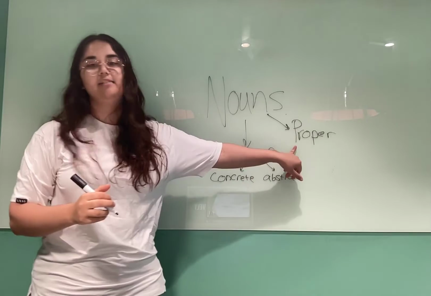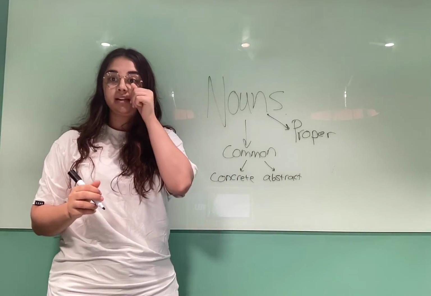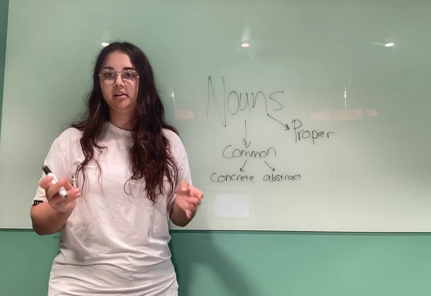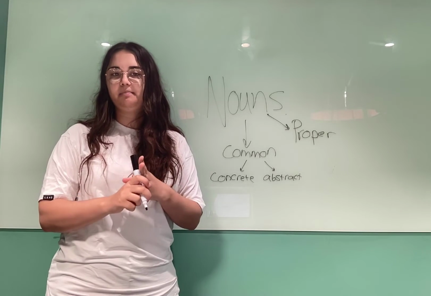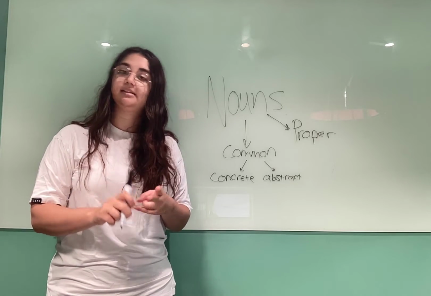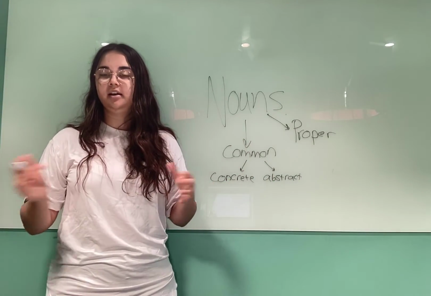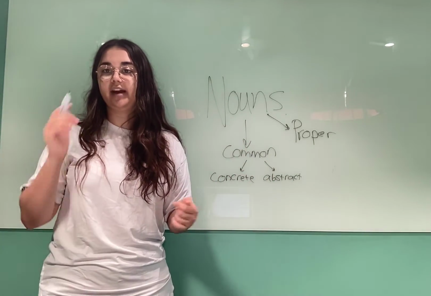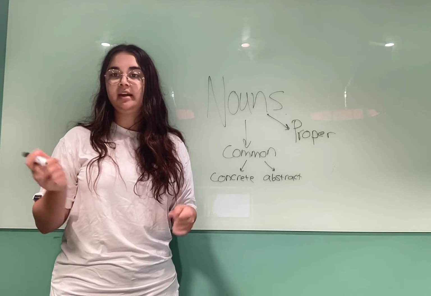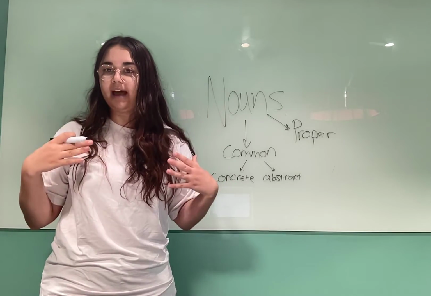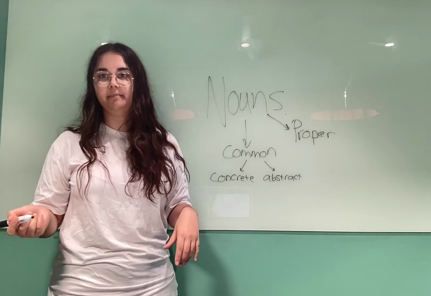So next we have proper nouns. Proper nouns are the ones with capital letters. So places and people, names of places and people. So something like Melbourne, Victoria, Australia, those are names of places. So they're going to have a capital letter. Names of people as well. My name is Maddie, so Maddie has a capital M.